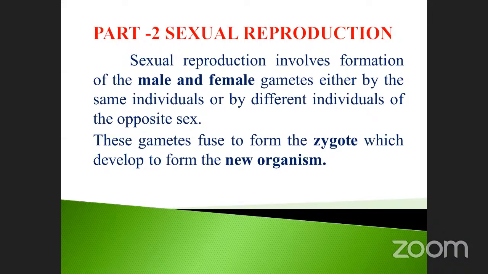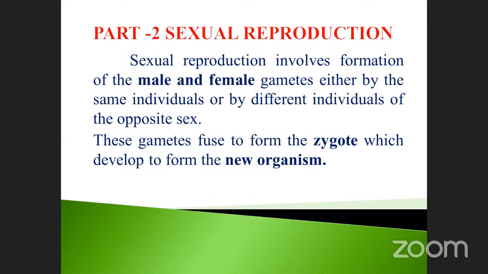Lower plant. There are 3 life cycles: diplontic, haplontic, and haplodiplontic. Okay, sexual reproduction also comes under the heading of which type of cycle? Anybody? Take the example of human beings.